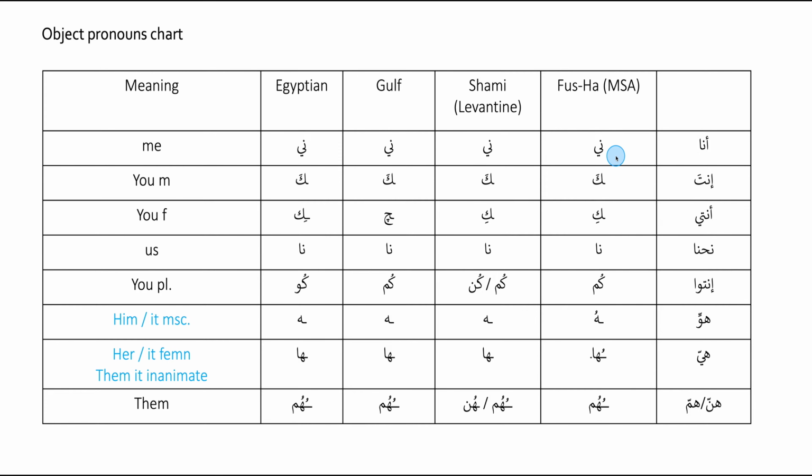So we've got, with I, we add ni, and as you see in red. With Inta, ka, ak. With Inti, ki, ek, ich, ek. With we, group of people, na. With you, group of people, we have kom, kon, ku. With he, third person, hu, ha.